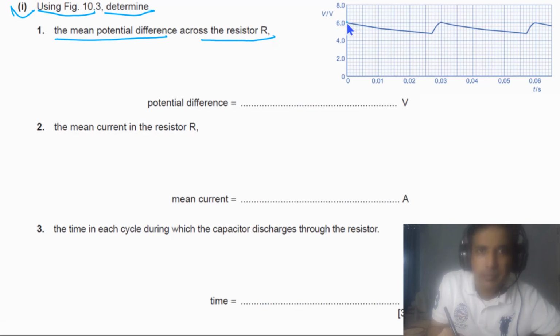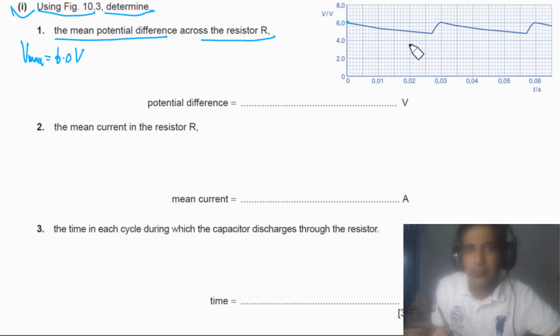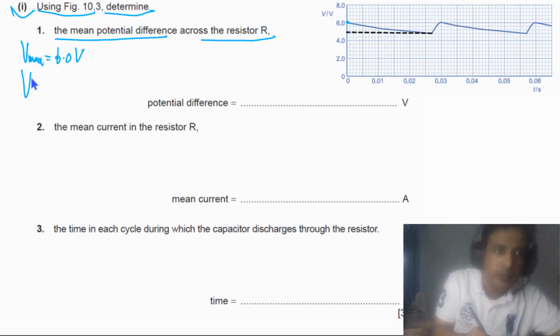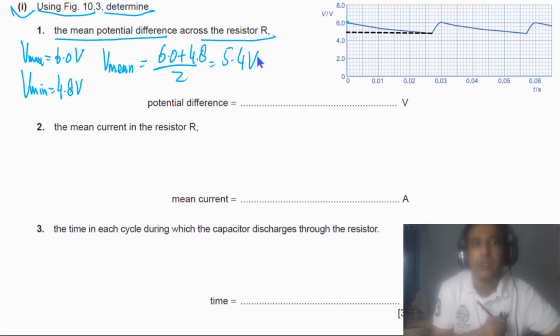So we can see this is the maximum value of PD, V max. Maximum value of PD across the resistor is equal to 6.0 volts. And we can find the minimum value of PD from here, and this minimum value of PD is 4.8, so V min is equal to 4.8 volts. And we need to find the mean value of PD, V mean. So this will be equal to (6.0 + 4.8) divided by 2. So this is 10.8 divided by 2, so we will get 5.4 volts. So this is how we need to answer this question.